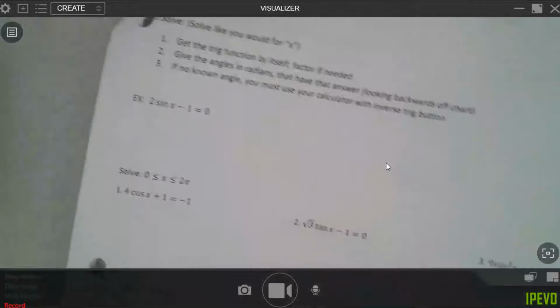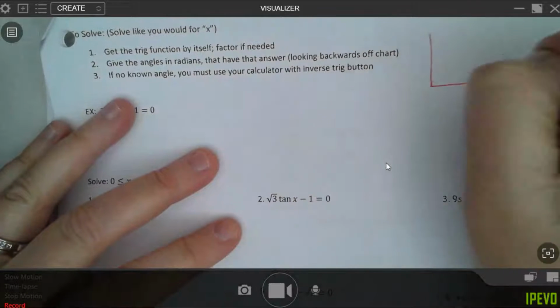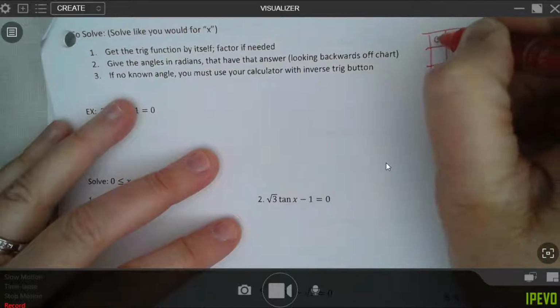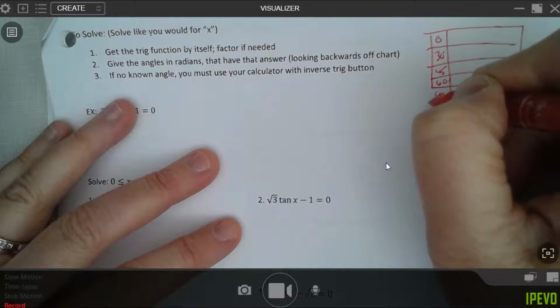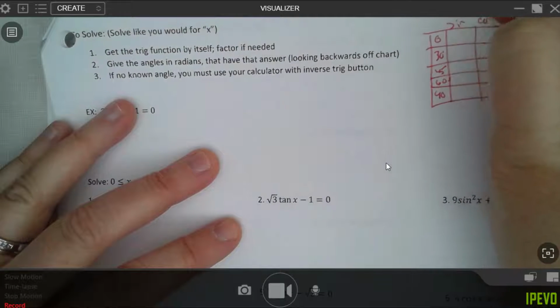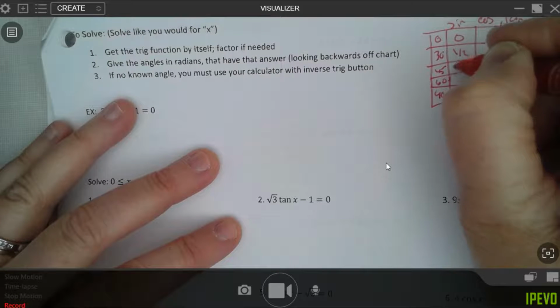Oh, that's in the other chapter I made your videos for. So it was the chart where we had your 0, 30, 45, 60, 90. So it's going to be this chart that we're going to be looking backwards off of, your sine, cosine, and tangent. And this goes 0, a half.